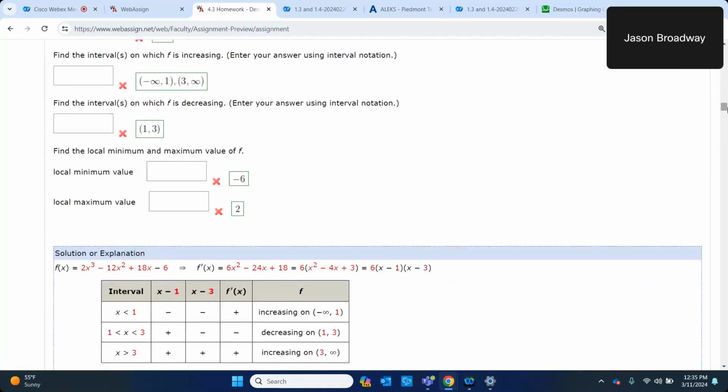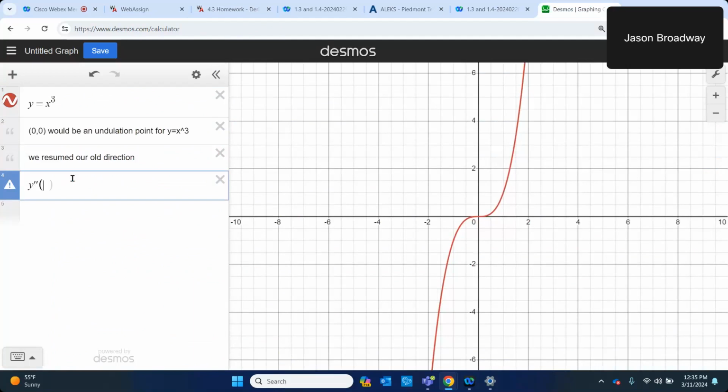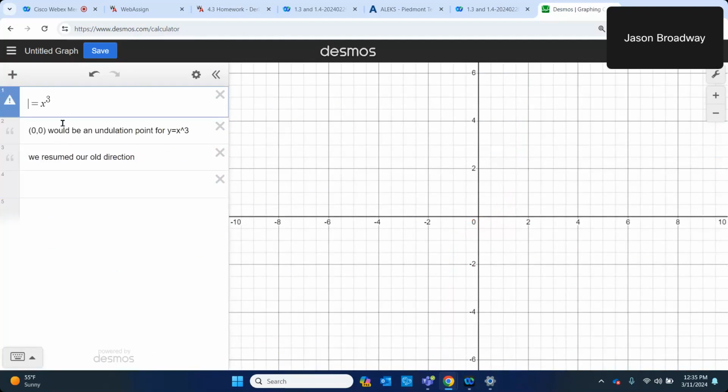Back when y equals x cubed. Uh-oh. I didn't tell you guys a lie, did I? I hope I didn't. Like if I did y double prime of, uh-oh. I hope I didn't lie to y'all. I think I used the wrong thing. Guys, I meant to say that was a saddle, not undulation. Undulation would have been, well, shoot.